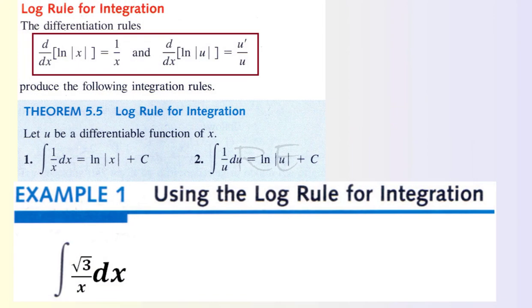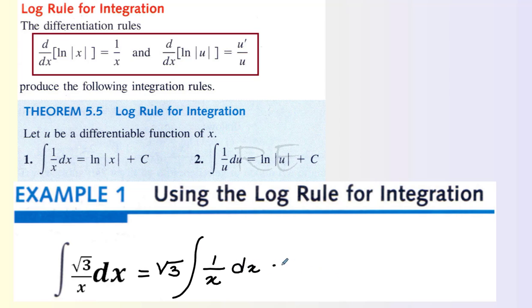Now, the derivative of ln absolute value of x is equal to 1 over x. The integral of 1 over x dx is equal to ln absolute value of x plus c. Here's a similar case with the do now. We're going to move square root of 3 out of the integrand. We're left with 1 over x dx.